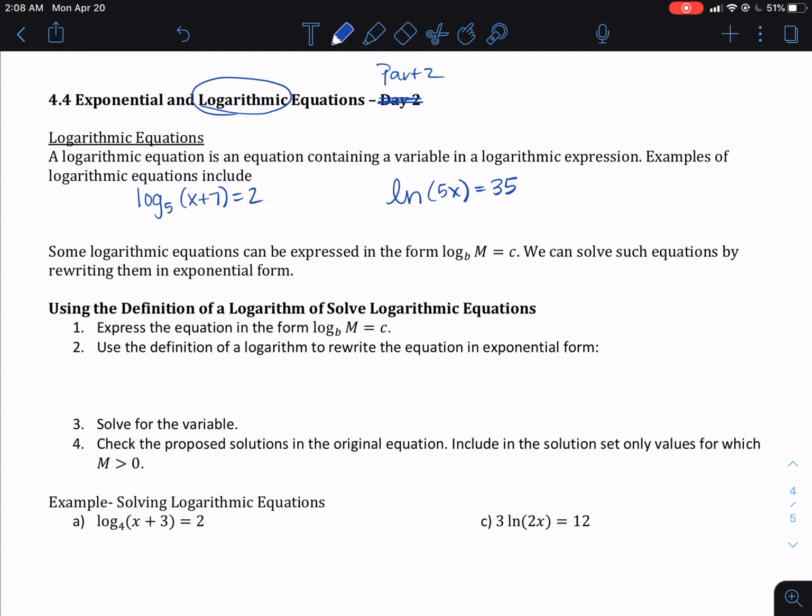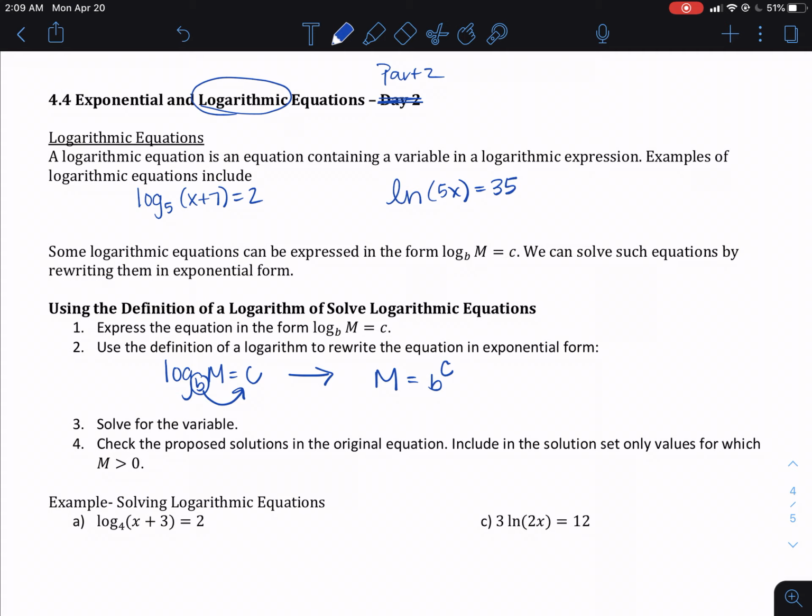Some logarithmic equations can be expressed in the form log base b of m equals c. We can solve such equations by rewriting them in exponential form. So if we have that log base b of m equals c, we can rewrite it by doing our loop and swoop, so it's m equals b to the c power.